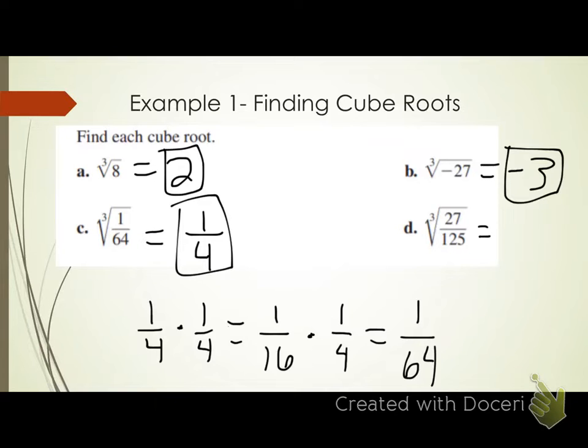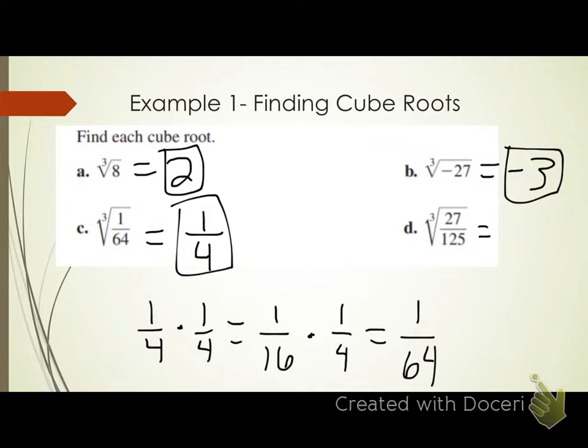Cube root of 27 over 125. So what we can really do here, I don't know if you noticed this on letter C, I tried to hint at it, but essentially we can just take the cube root of our numerator, and then we can take the cube root of our denominator, and that'll give us our fraction, right? Because I'm just multiplying straight across. Does that make sense? So, for right now, I can just deal with the numerator and find the cube root of 27. So what number times itself gives me 27?